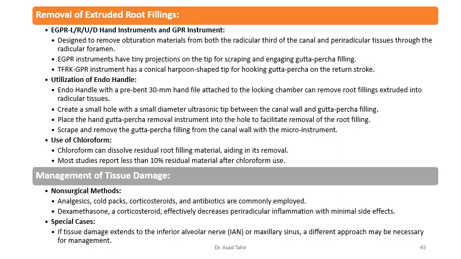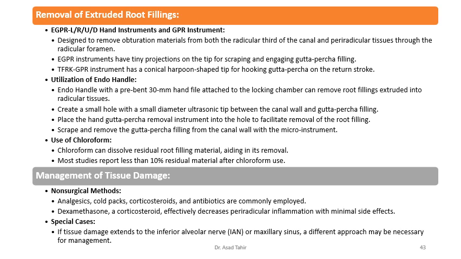Removal of extruded root fillings. eGPR L/R/U/D hand instruments and the GPR instrument are designed to remove obturation materials from both the radicular third of the canal and pararadicular tissues through the radicular foramen. eGPR instruments have tiny projections on the tip for scraping and engaging the gutta-percha filling. The TFRK GPR instrument has a conical harpoon-shaped tip for hooking gutta-percha on the return stroke.